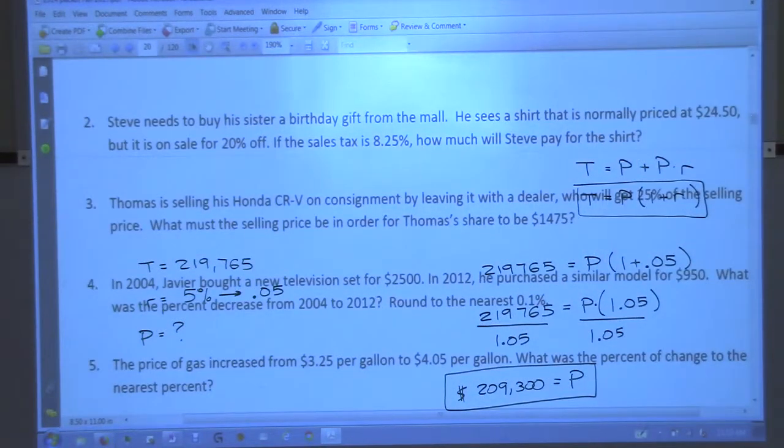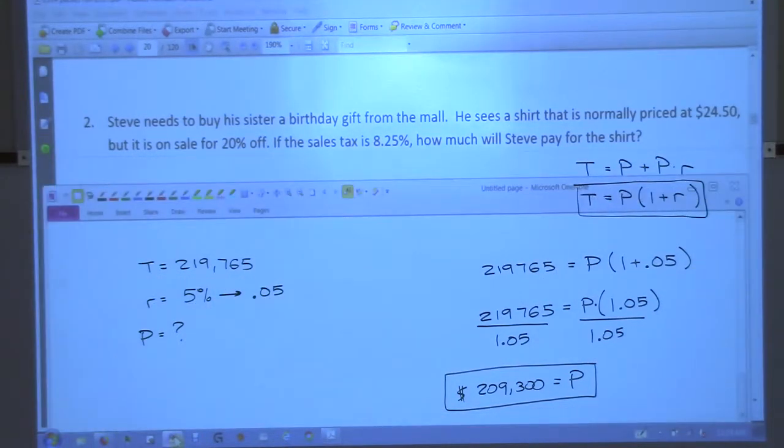Steve is going to do something here. Steve needs to buy his sister a birthday gift from the mall. He sees a shirt that is normally priced at $24.50, but is on sale for 20% off. If the sales tax is 8.25%, how much will Steve pay for the shirt?